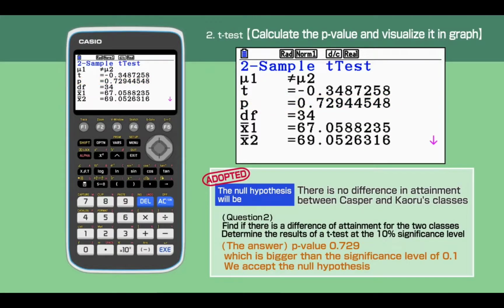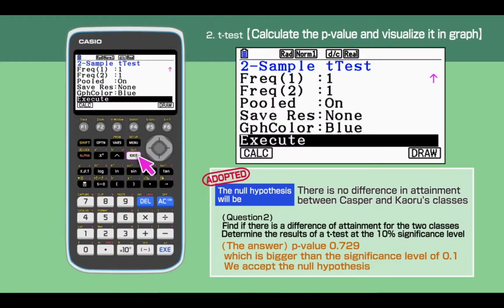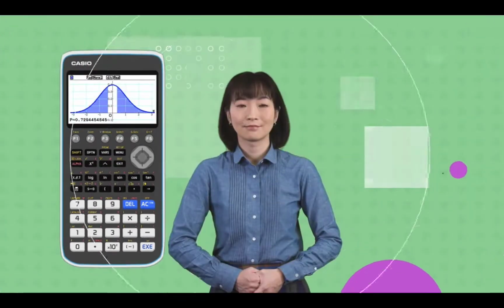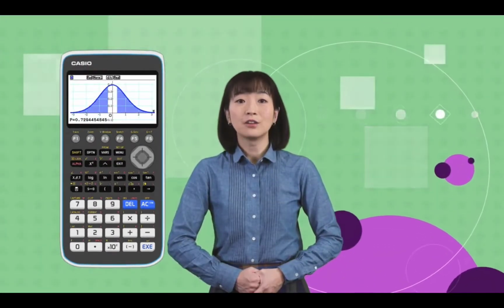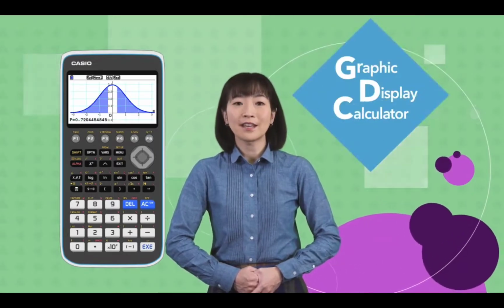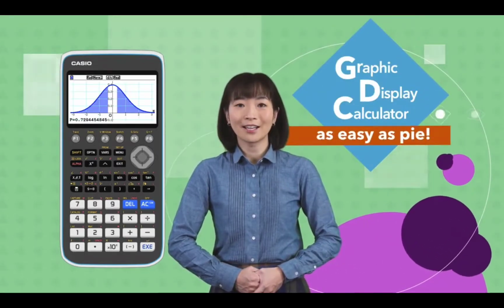Let's visualize this in graph. Press exit to go back a screen. Press F6 to display graph. Then select P by pressing F2. The p-value is displayed. In this video, we have shown how to calculate the t-value. Graphic display calculator as easy as pie.